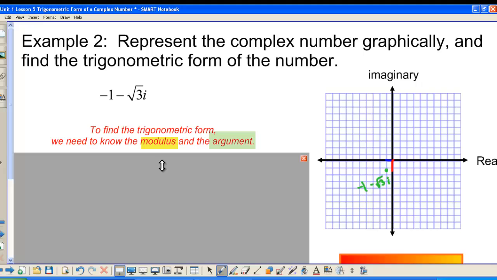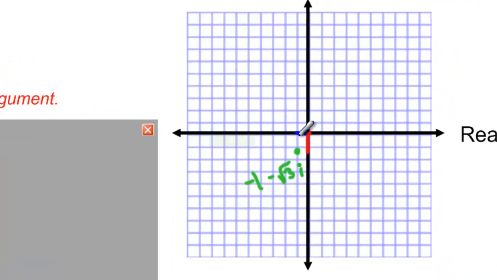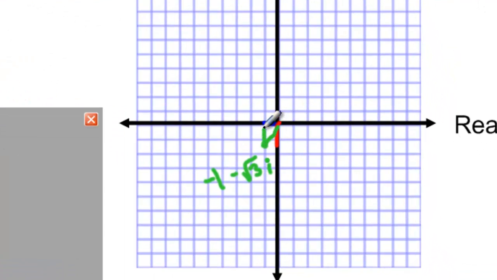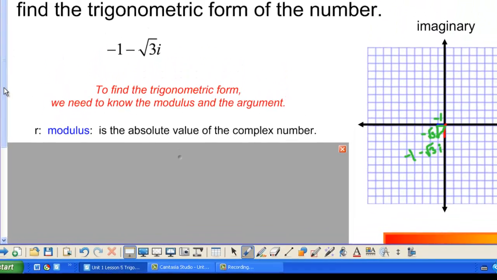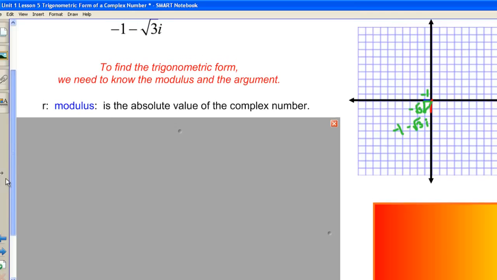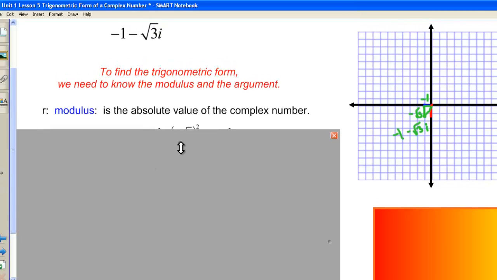If we recall, the modulus is simply the absolute value of the complex number. And if an absolute value is a distance from 0, then what's going on here is I've got this triangle where this is a distance of -1, this is a distance of -√3, and I have to use the Pythagorean theorem in order to figure out the distance of the modulus. So, since the modulus is the absolute value of the complex number, here's my work.